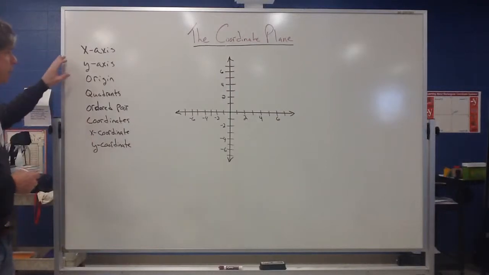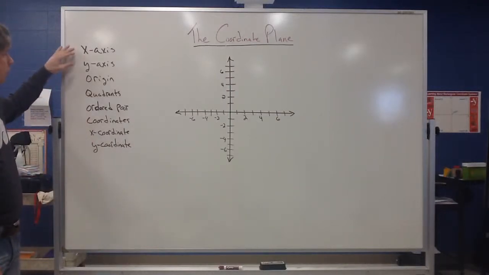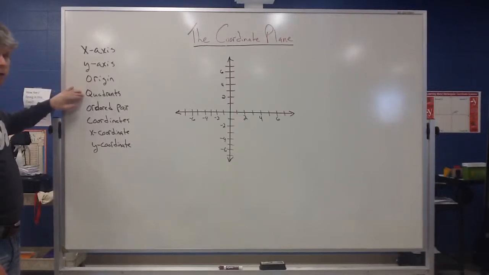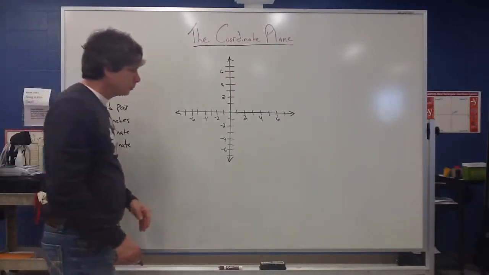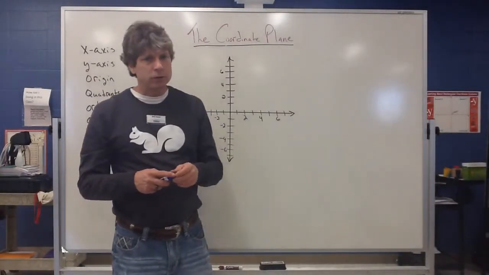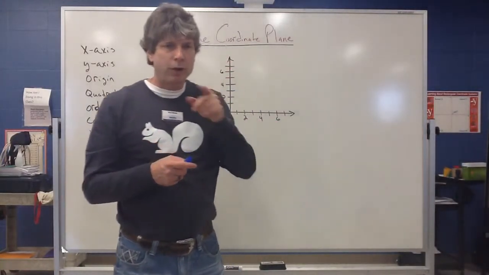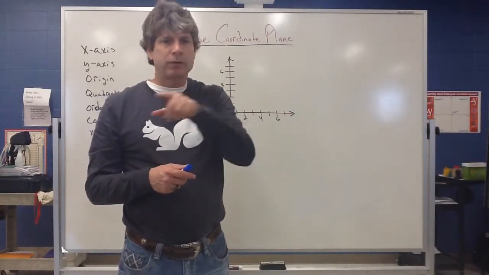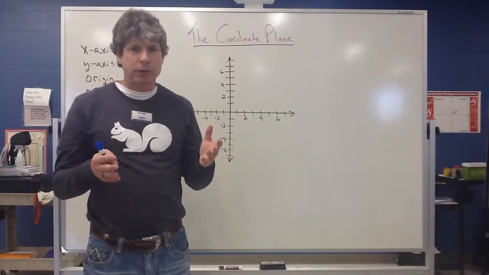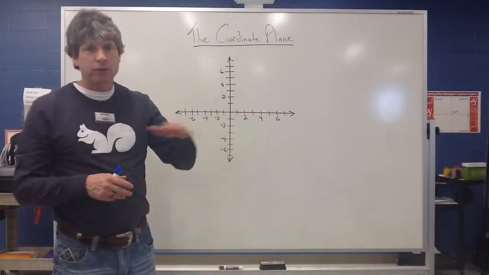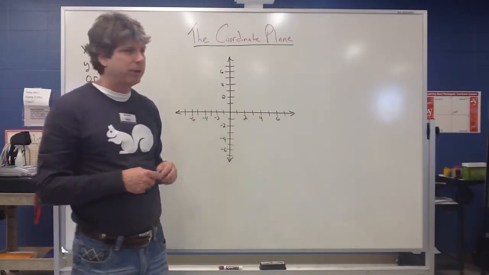So we have some vocabulary that we want to bring forth. We have x-axis, y-axis, origin, quadrants, ordered pair, coordinates, x-coordinate, and y-coordinate. So typically when we worked with those inequalities, we graphed on a number line. All we were doing is moving left and right. A coordinate plane basically allows us to move in two-dimensional space. So not only can we move left and right, but we can also move up and down.